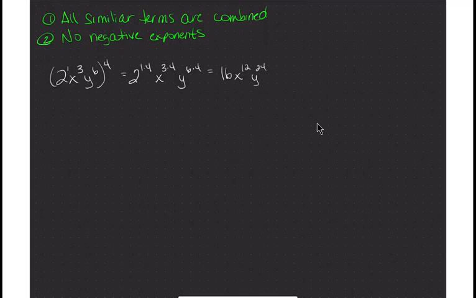What about if we had negative 6 x squared y to the 5th, and then in parentheses 3x y to the 3rd.